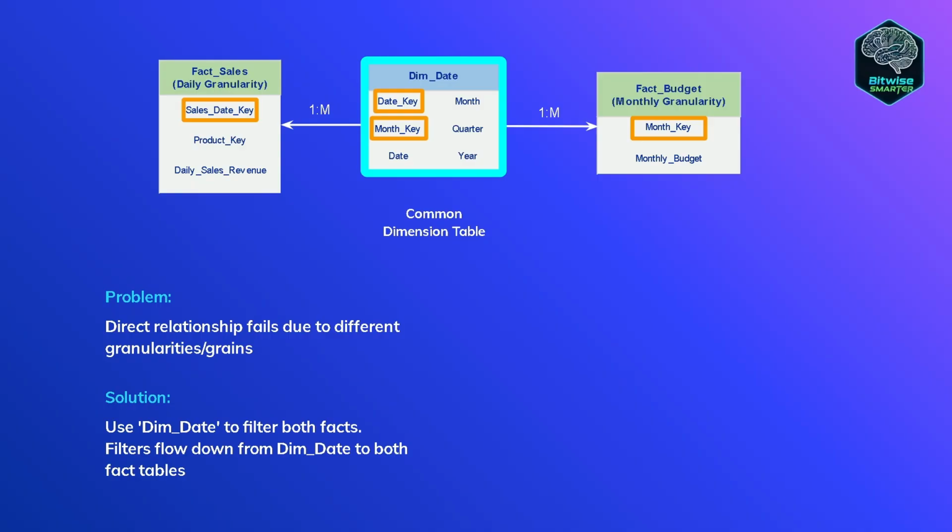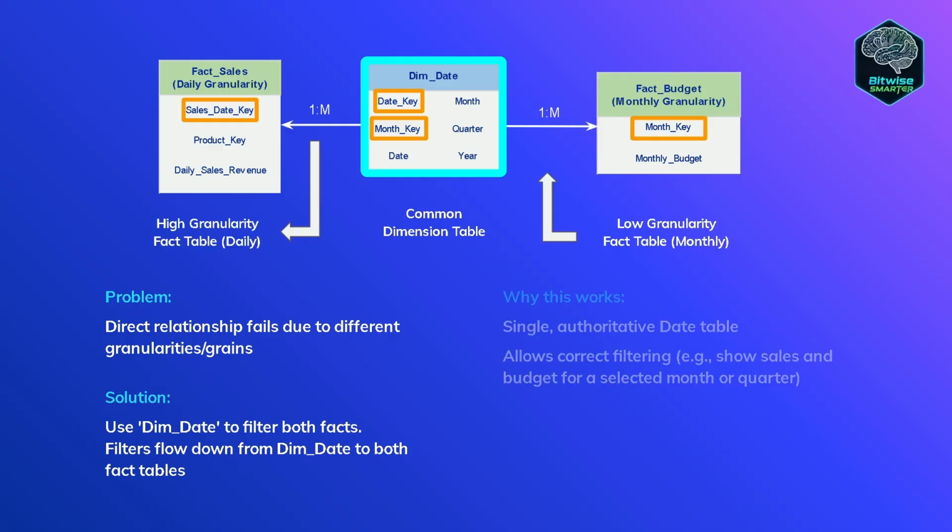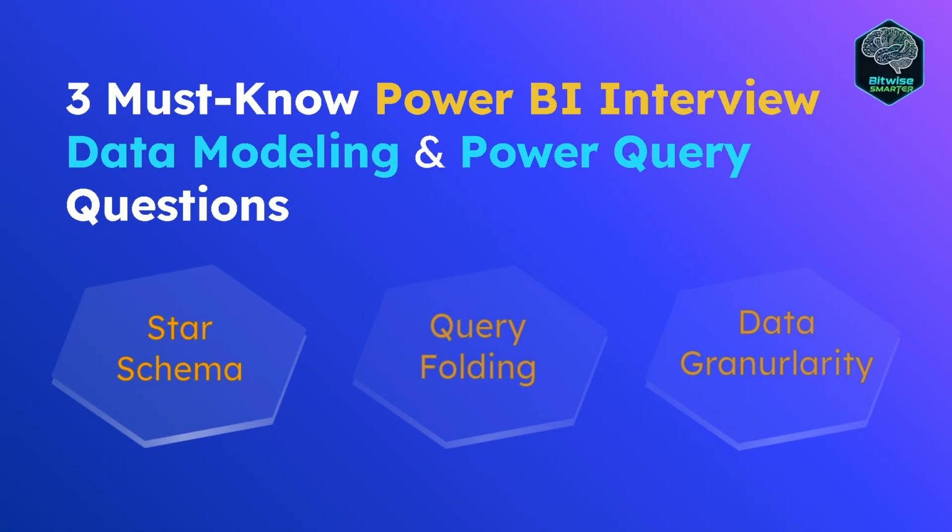This setup allows you to use your date dimension for all your filtering and slicing. When you filter by a month or quarter from the date dimension, the filter flows down correctly to both your daily sales data and your monthly budget data, allowing for accurate comparison and calculations. It's robust and flexible.